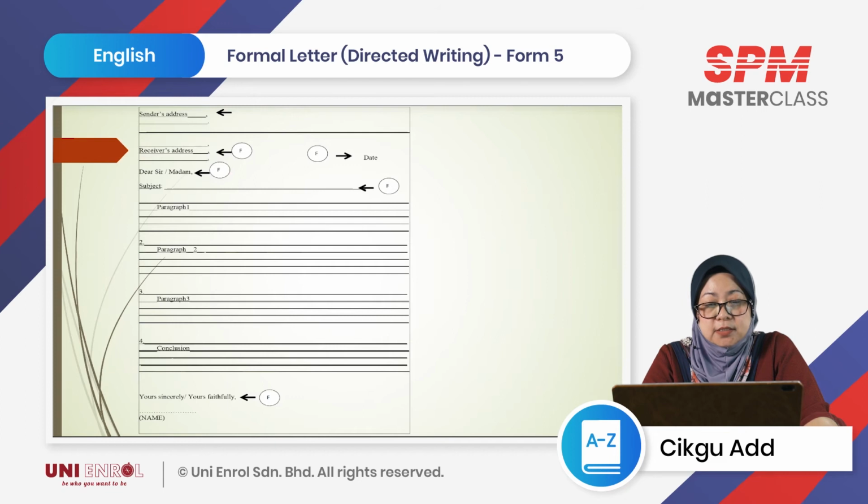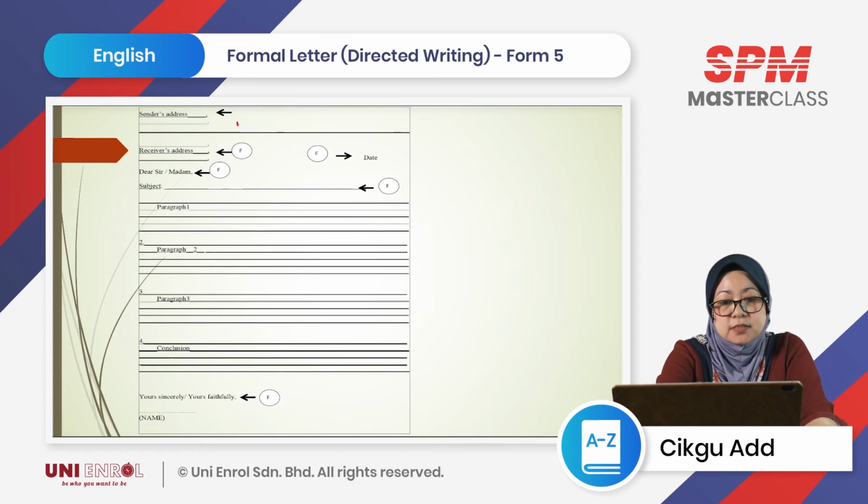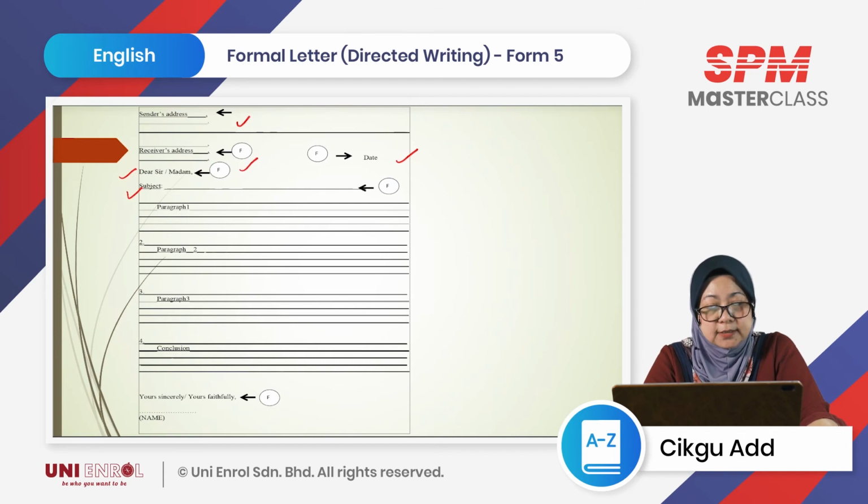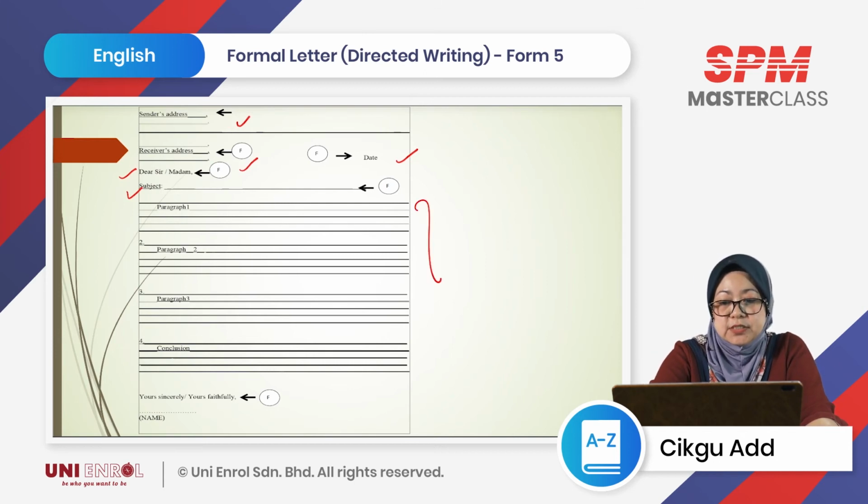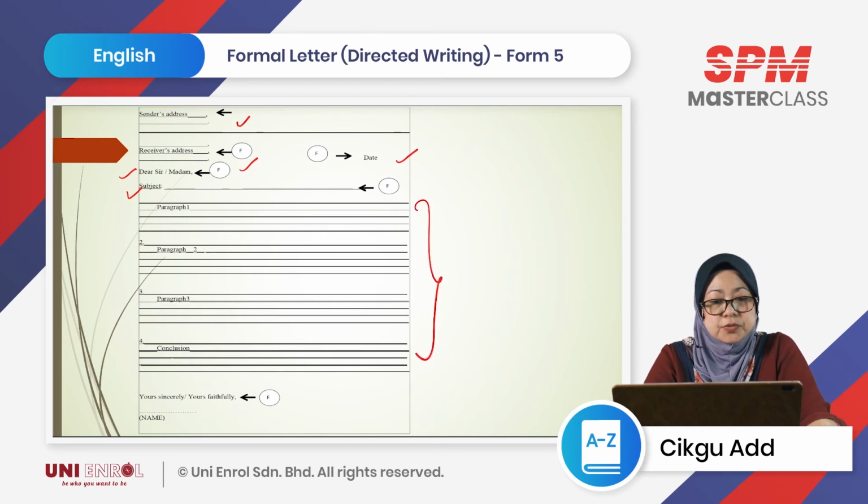This is the format of a formal letter. Everything has to be on your left-hand side. The sender's address, the receiver's address, the date is on your right-hand side. You have the salutation, which is dear sir or madam. You have the subject, which is the title. If you could see the draft, this is how it goes.